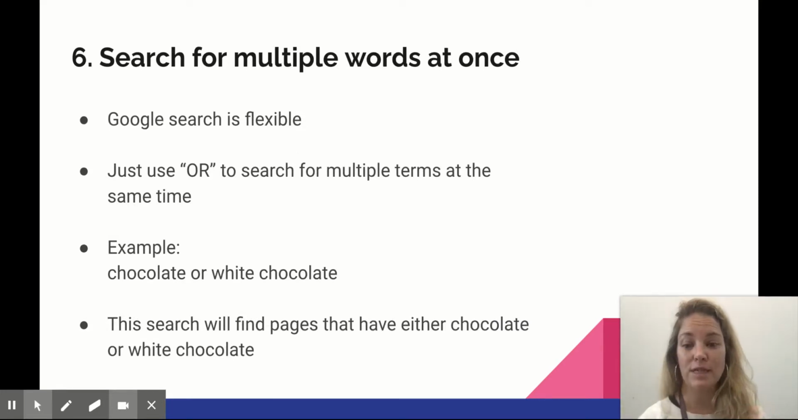Okay, my tip number 6, you can find multiple words or multiple terms at once. For example, I was looking for results that were either chocolate or white chocolate, and it will find websites that are either of those things. So OR allows you to look for one or the other, or maybe both.